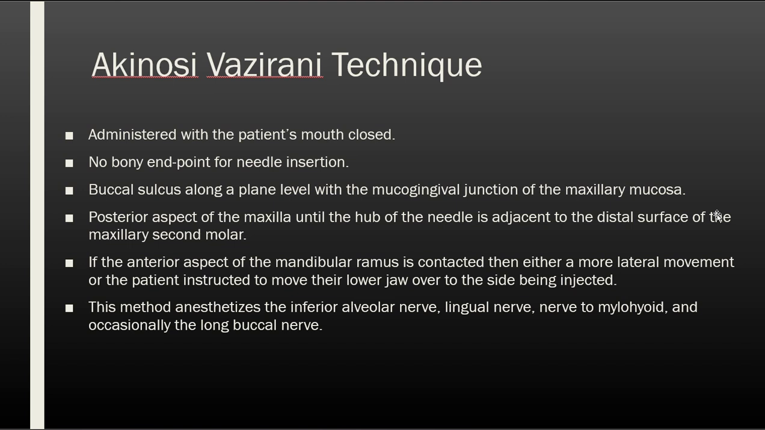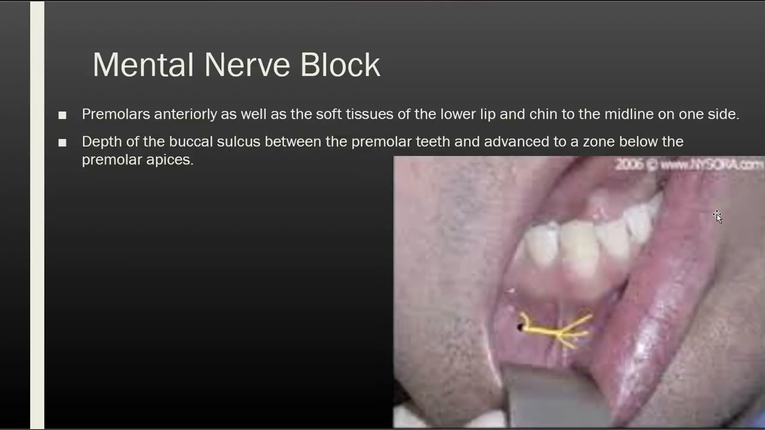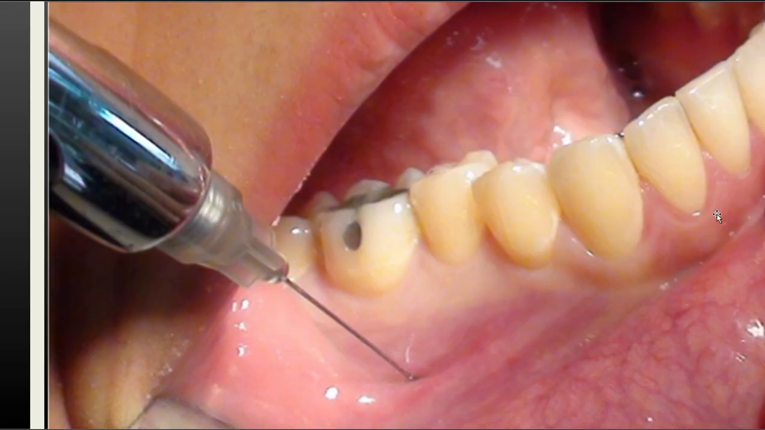Now we anesthetize the IAN, lingual, mylohyoid nerve, and the long buccal sometimes. So you see, we go all the way, we don't contact bone, we go for the notch, the sigmoid notch. The mental nerve for the premolars and the soft tissues of the lower lip. Now the depth of the sulcus between premolar teeth, we advance below the apices of the premolars.